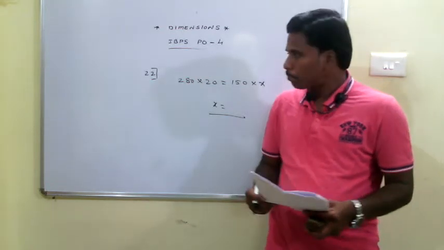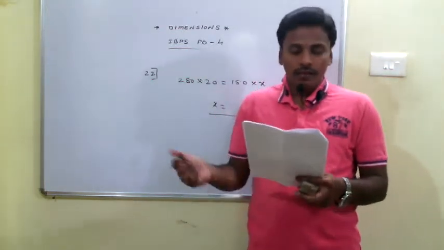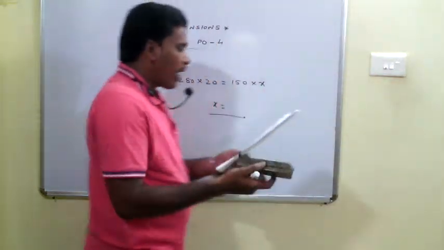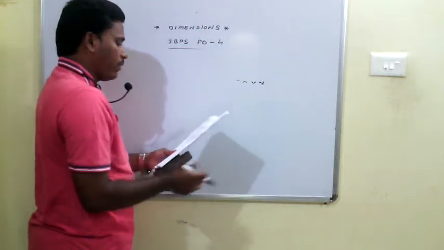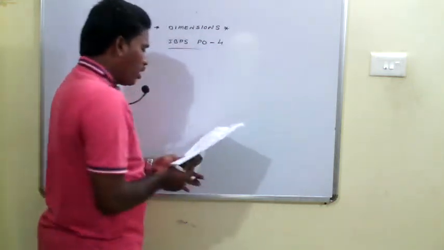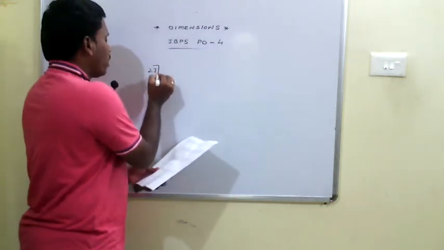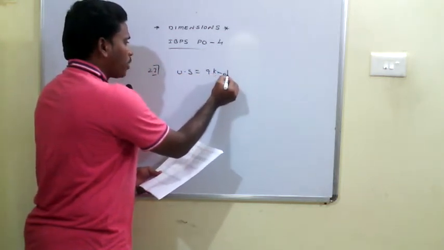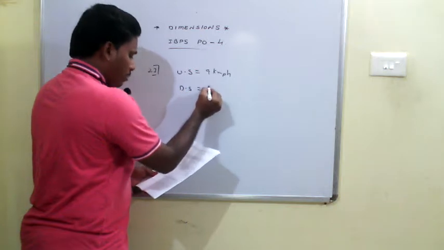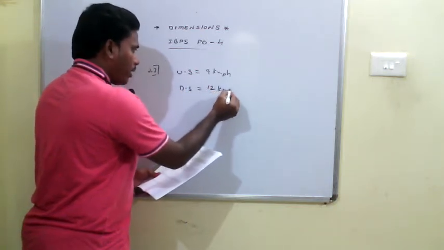Okay, right. Then the next one is the 23rd problem. A boat goes 9 kilometers per hour against the current flow of water and 12 kilometers per hour in the direction of the current. For the 23rd problem, the speed in the upstream is mentioned as 9 kilometers per hour, whereas the speed in downstream is mentioned as 12 kilometers per hour.